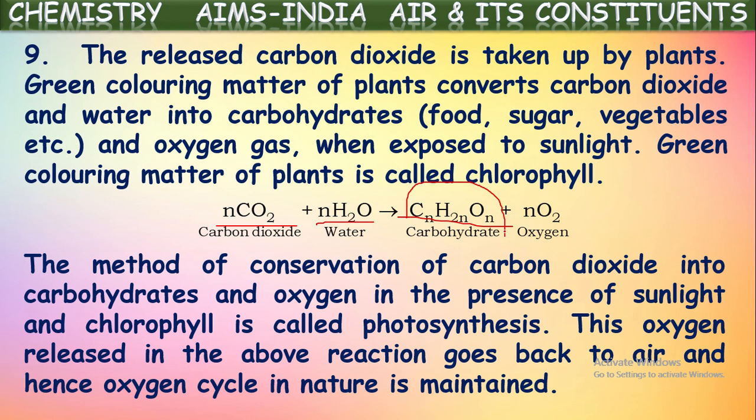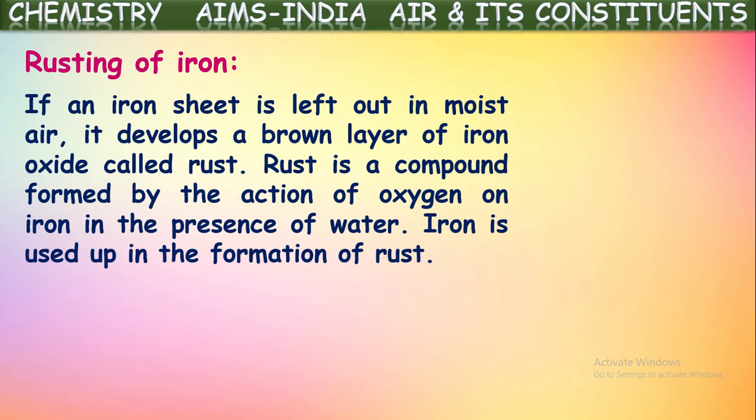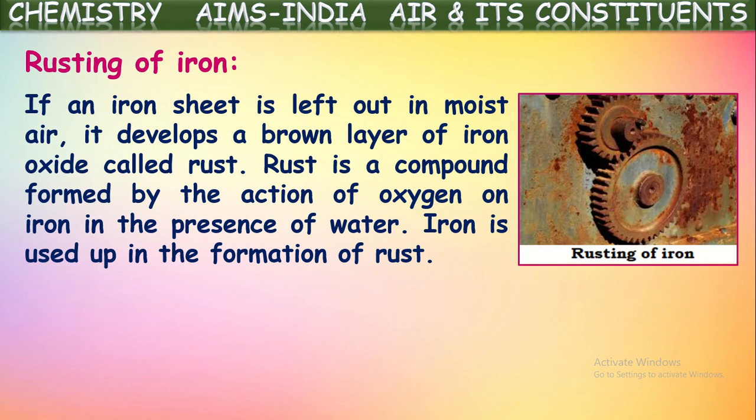Right? Now let us come back to this. Rusting of iron is also one of the actions of oxygen. If an iron sheet is left out in moist air, it develops a brown layer of iron oxide called rust. So rust is a compound formed by the action of oxygen on iron in the presence of water. So iron is used up in the formation of rust.